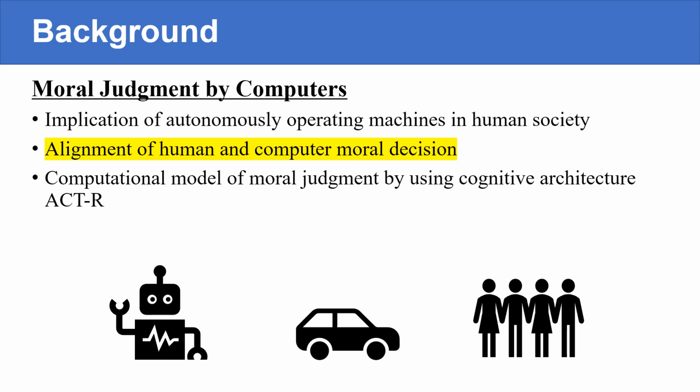Today, the implication of autonomously operating machines like self-driving cars in human society is often being discussed. And in such a topic, the alignment of human and computer moral decision is an important issue. An in-depth understanding of human morality will become necessary in thinking systems, so in our research, we created a computational model of moral judgment by using a cognitive architecture ACT-R.